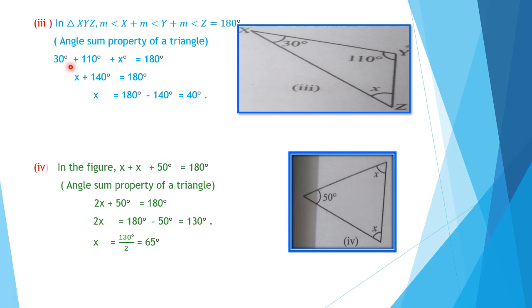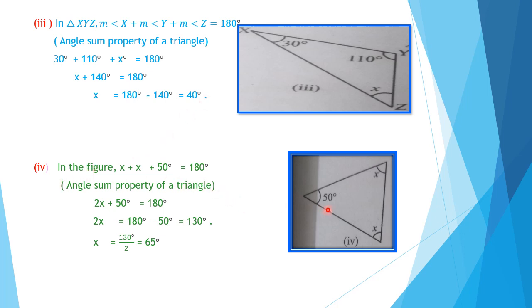Now 30 degrees and 110 degrees adding, we get 140 degrees. So we can write X plus 140 degrees equals 180 degrees. Therefore X equals 180 degrees minus 140 degrees, which is 40 degrees. Okay children? Now question number 4.